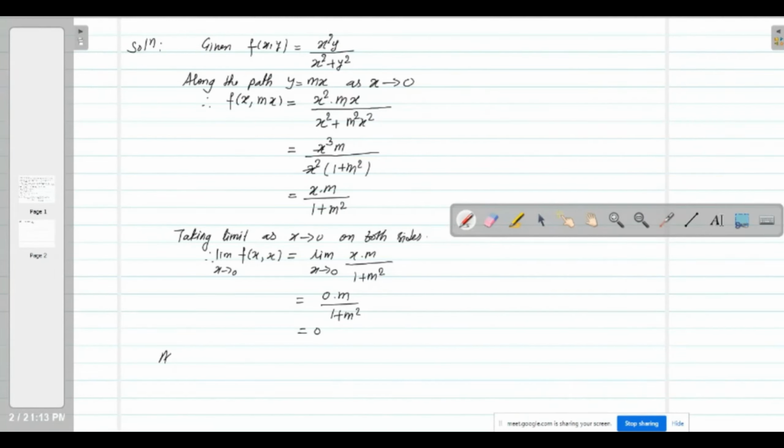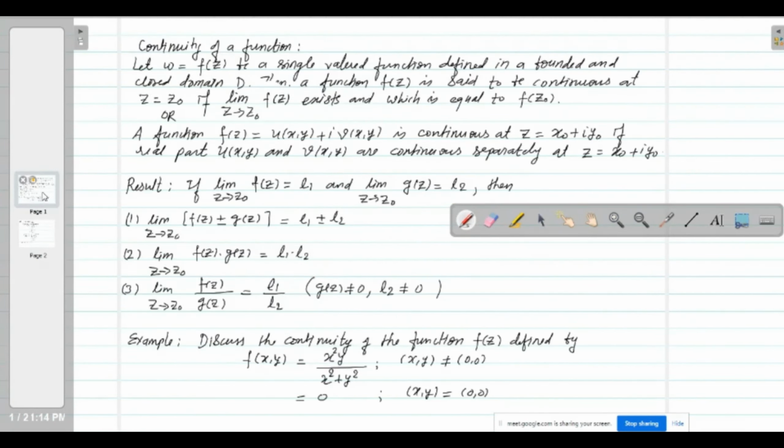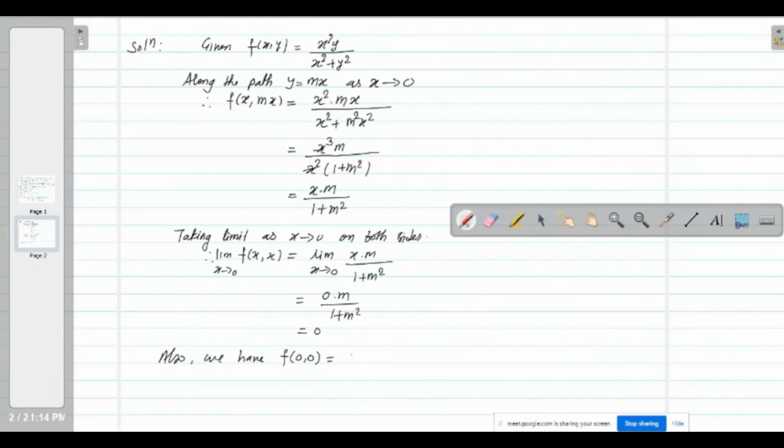Also we have f of 0 comma 0. If I put x equal to 0 and y equal to 0 in this function, the function value is 0. So f of 0 comma 0 is equal to 0. Name this equation number 1 and this equation number 2.